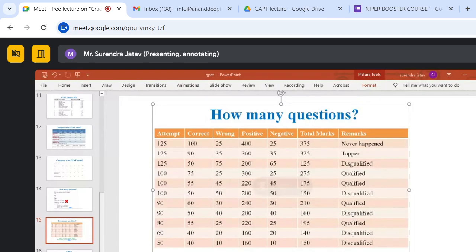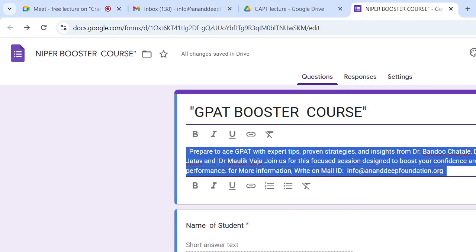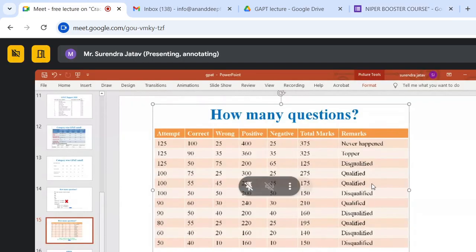So understand properly what the strategy is. What is the criteria? How many marks do you need to attain on a correct basis? This is a simple calculation. I will share this presentation with you. Make a proper strategy: how many marks I will get correct and how many I will lose if I attend the wrong way. For getting qualified, what marks or what number of questions should I attend? That is a simple phenomenon.